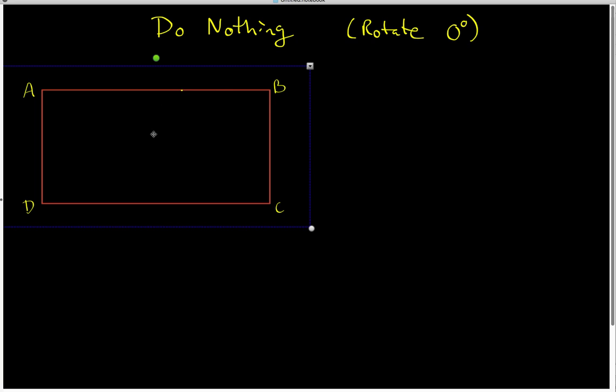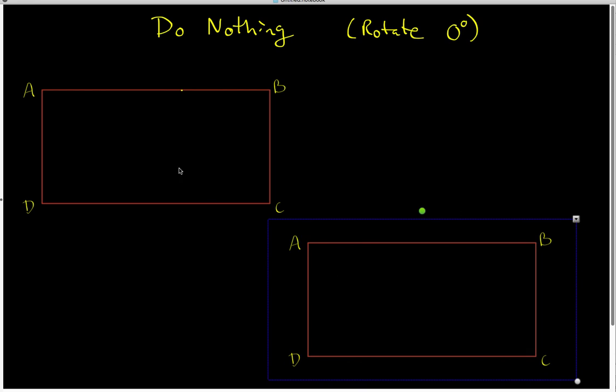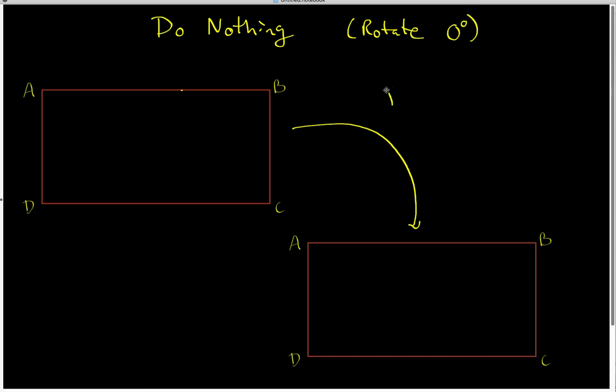So if I do nothing and I kind of pull it away and look at the before and after picture, what I see is that do nothing doesn't change the location of the vertices. Our author, as I said, calls this the identity transformation. So the do nothing takes the rectangle back to itself and leaves the labels on the vertices the same.